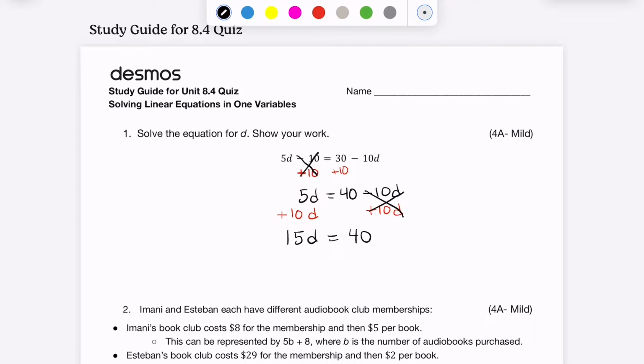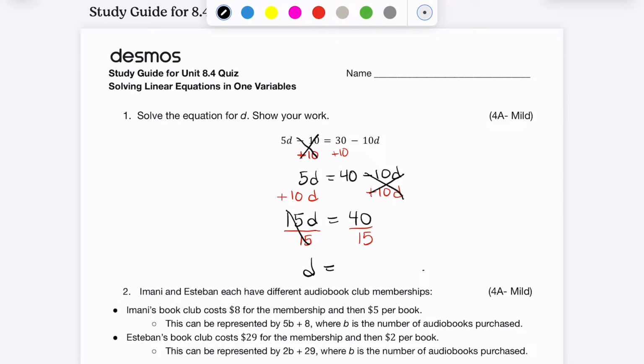And then lastly, I have that d, my variable, is being multiplied by 15. So I'm going to do the inverse operation of multiplying by 15, or the opposite. I'm going to undo multiplying by 15 by dividing by 15. When we do that, we're going to get that d is equal to 2 2/3, or 2.6 repeating. Okay, and this is a good example. You're not going to be able to come up with that number in your head just looking at the equation, right? You have to go through these steps to try to simplify to figure out what d has to be.